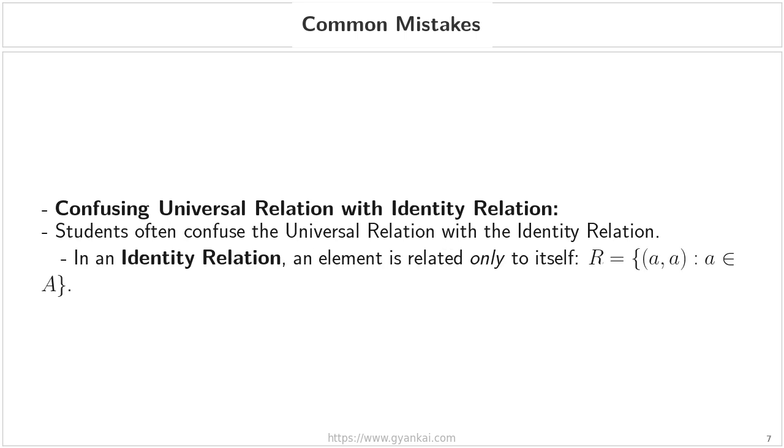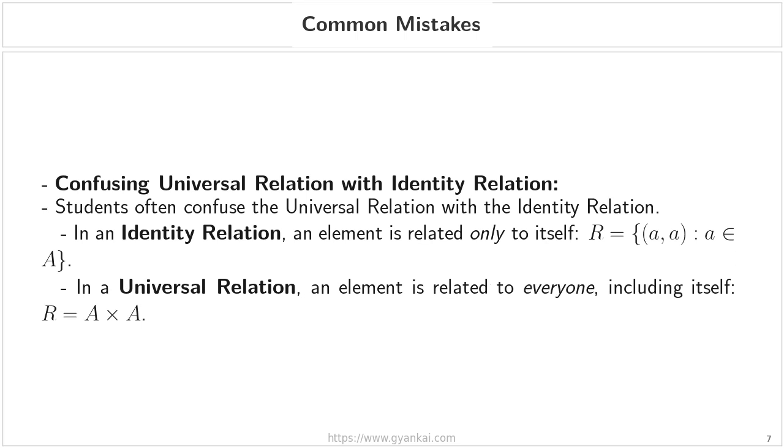In an identity relation, an element is related only to itself. In other words, the relation consists of ordered pairs (a, a) where the first element is a and the second element is also a, for every element a belonging to set A. In contrast, as we have established in the previous slides, a universal relation is all-encompassing. Here, an element is related to every single member of the set, including itself. This is why we define it as the Cartesian product, A cross A.